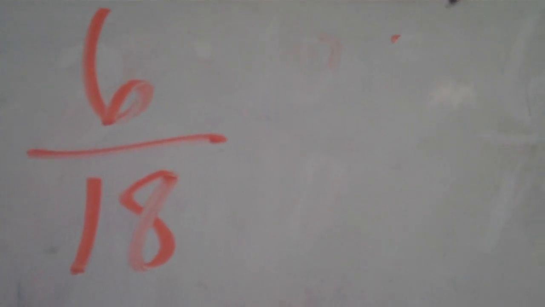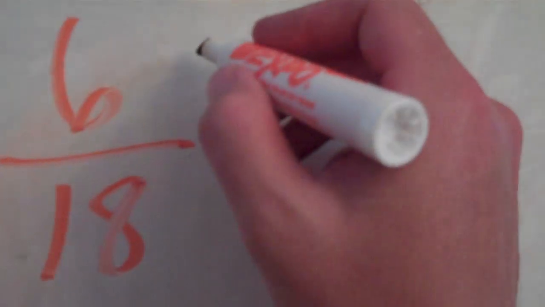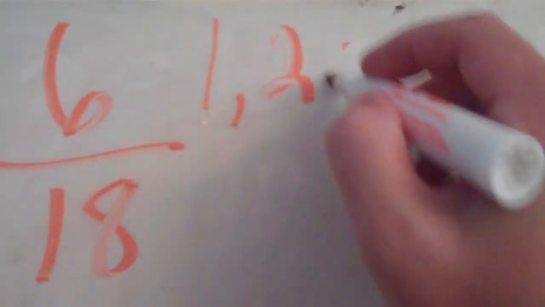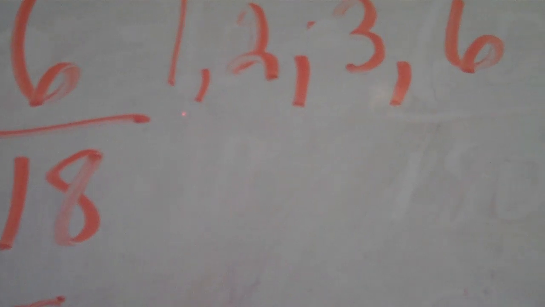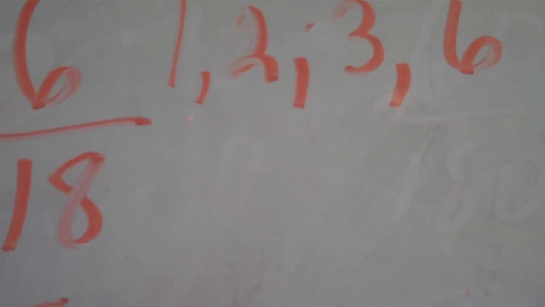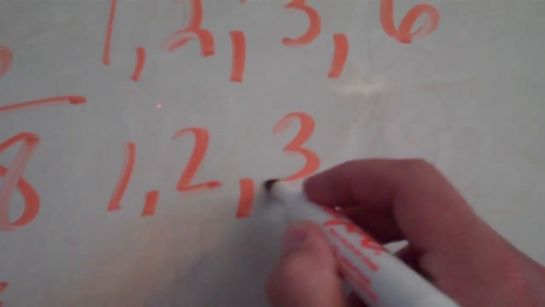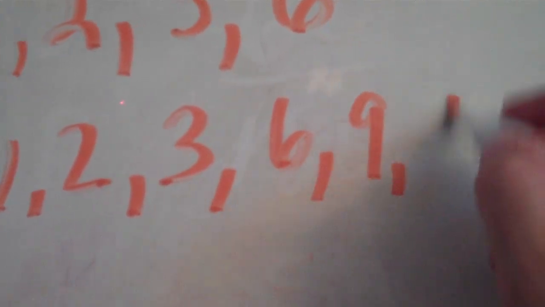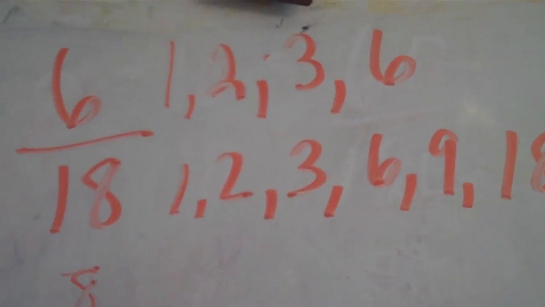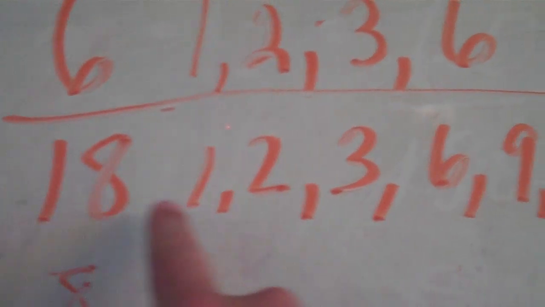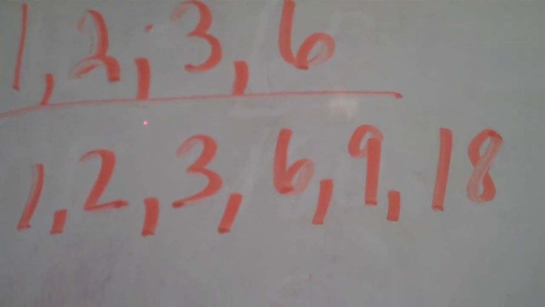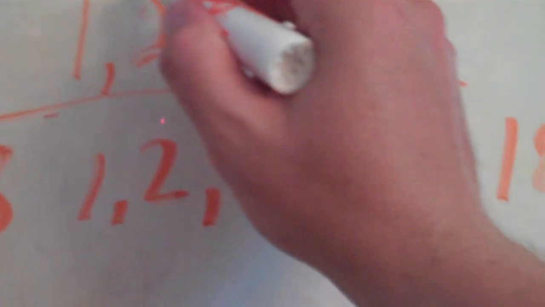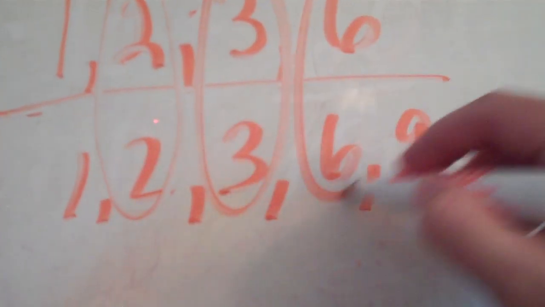You've got to find a common factor. So the first thing you do is list the factors of each, the numerator and the denominator. In this case, the factors of 6 are 1, 2, 3, and 6. And the denominator, the factors of 18 are 1, 2, 3, 6, 9, and 18. The factors of 6 on top, the factors of 18 on the bottom. If you look, you can see that there are actually 3 common factors between 6 and 18: 2, 3, and 6.